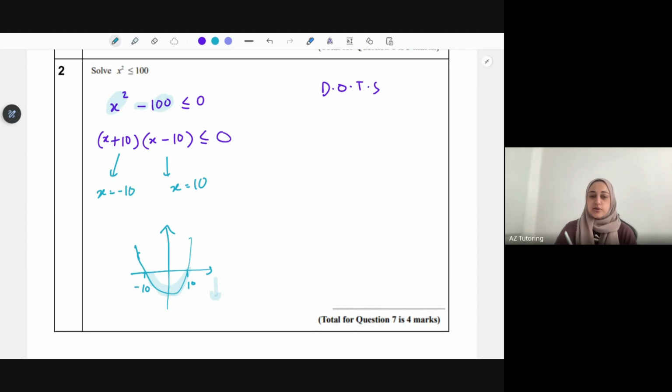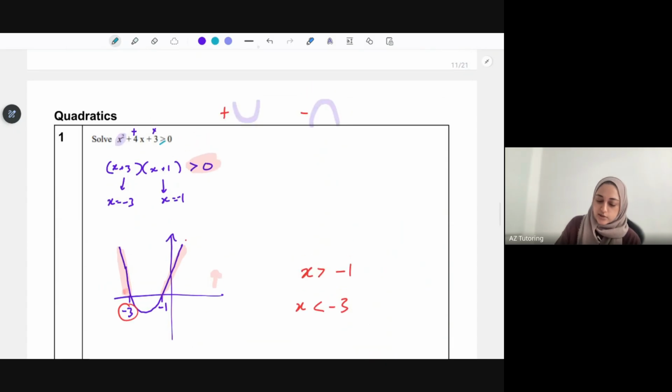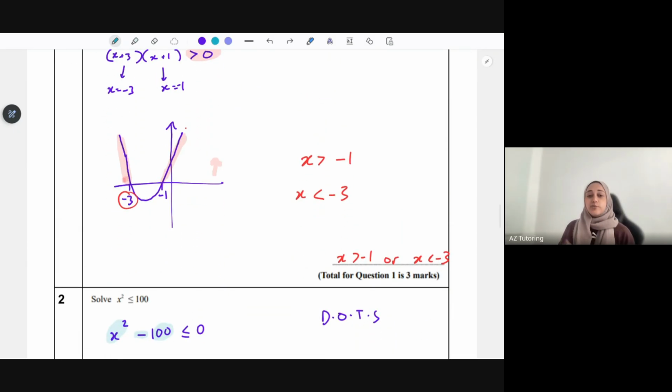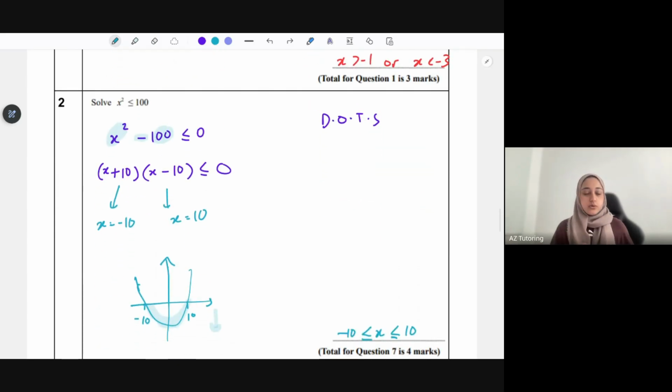And how do we write that down as an inequality? We just say x is between, so less than or equal to 10 and more than or equal to -10. Now, because there's an equal sign here, you have to put the equal sign in your final answer as well. With the last question, there was no equal sign underneath. That's why we didn't put it in the final answer. But if there was, then we put it in the final answer. So that's how you do question 2. Let's have a look at another one.